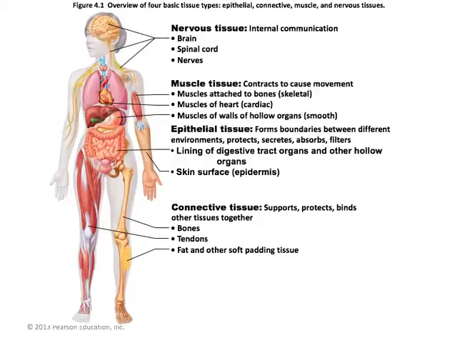So when we look at the tissues of the body, it turns out there are only 4 tissues of which our body is made. We're going to start with epithelial tissue. We're going to continue with nervous tissue. And then we're going to talk about connective tissue and muscle tissue. You can take a look at this slide to see all the different places where these types of tissue are found. But there are only 4 different types.